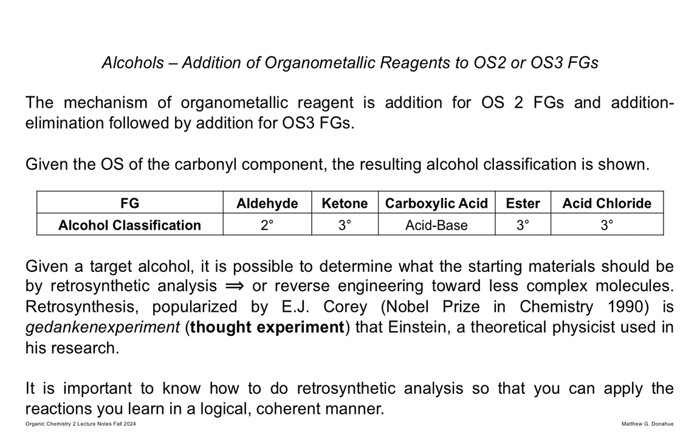So here's a summary of all of that. If you start with an aldehyde, you end up with a secondary alcohol. A ketone gives tertiary, again, this is for addition of organometallics. The ketone already has 2 carbon substituents. You're adding a 3rd carbon substituent, so it's tertiary.